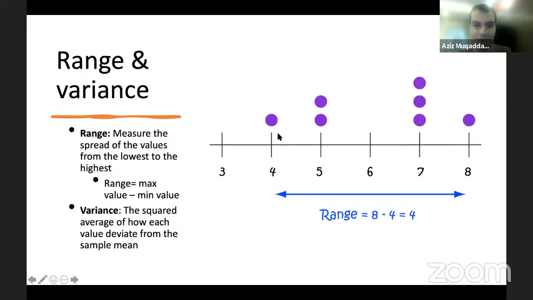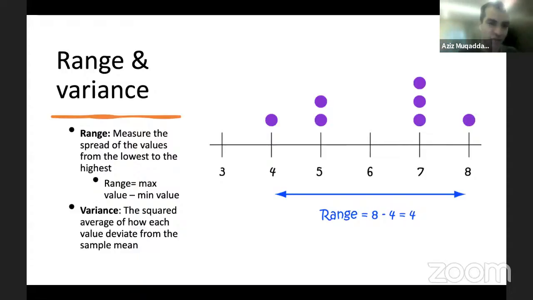So here, if people scored between 4 and 8, so the lowest got 4, the highest got 8, so 8 minus 4, your range is 4 points. From the lowest to the highest, the range is 4 points. In an exam, say it's out of 50, so the lowest got 15, the highest got 50. So the range would be 50 minus 15, which is 35, right?